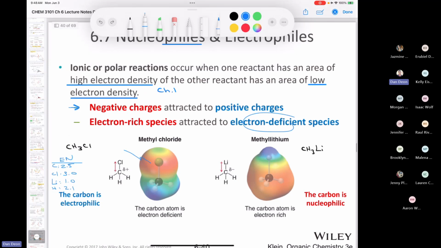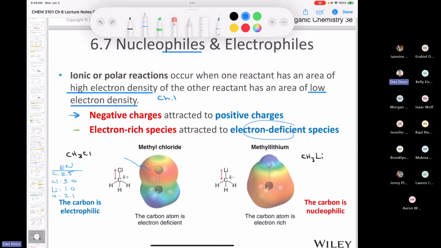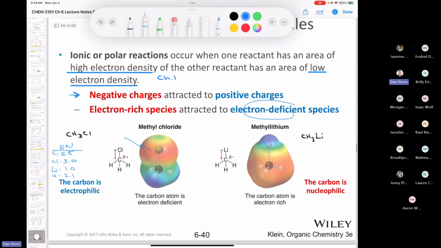So how do we tie that in with the terms nucleophile and electrophile? Make sure you can sort this out in your brain: we say methyl chloride is electrophilic. It's an electrophile. Why would we say that? Because the carbon is partially positive. That means it's attracted to electrons. If the carbon is partially positive, it wants electrons near it. It's electrophilic. It loves electrons. It wishes it had electrons.